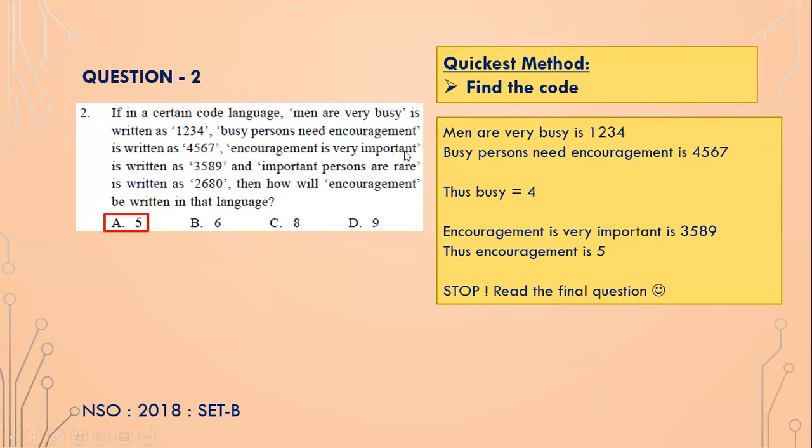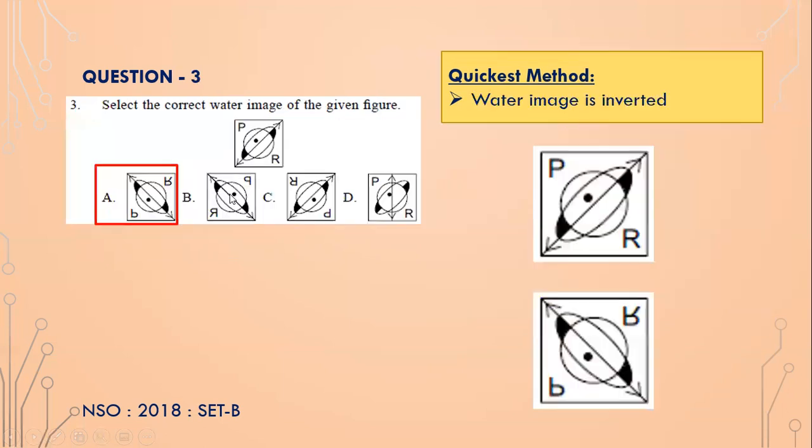And then 'encouragement is very important' is 3, 5, 8, 9, and 'busy persons need encouragement' is 4, 5, 6, 7. Out of these two sentences, which is the common word? Encouragement. And which is the common number? 5 is the common number. So encouragement is written as number 5 in that language.